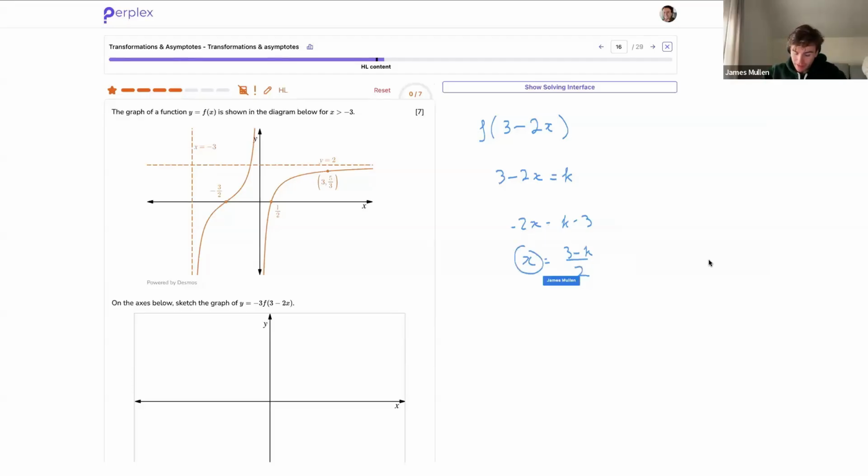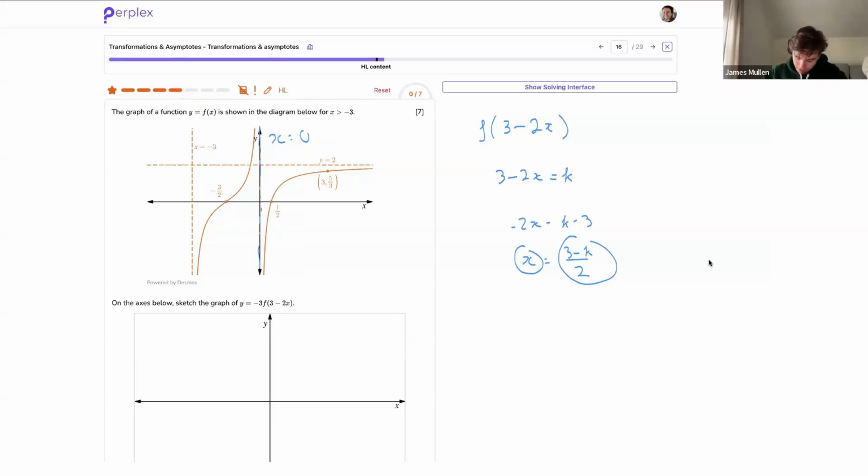It means that every feature that I had at x on the original graph is going to become a feature at 3 minus something on the new graph, okay? So, oh, and by the way, there's also a vertical asymptote at x is equal to 0. It's not labeled because it's on the y-axis, but we have a vertical asymptote at x is equal to 0.